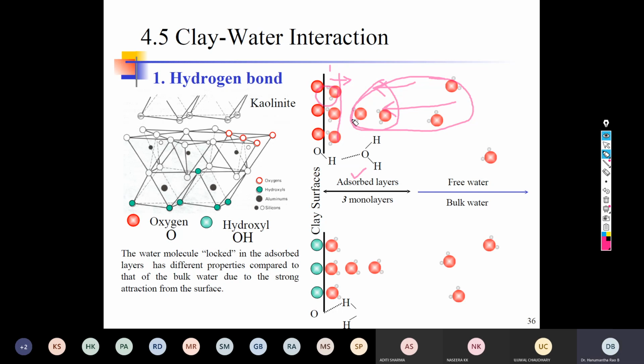Diffuse means, suppose, when somebody asks you to draw the diffused double layer, you draw something like a curve like this. What is the meaning of this? The thickness of the layer keeps on decreasing as you move away from the particle surface. That process is called diffusion. Layer 1, layer 2 and diffusion. So this is why it is called a diffused double layer.